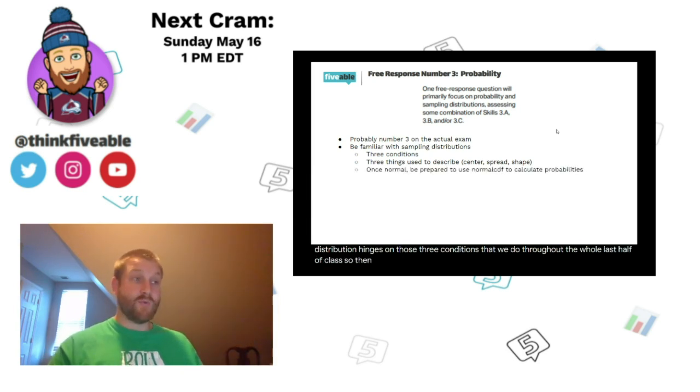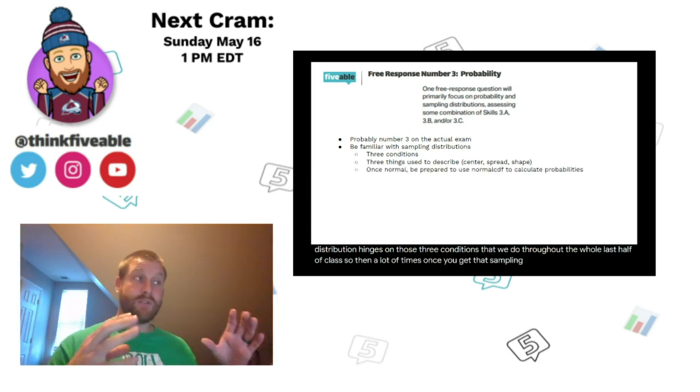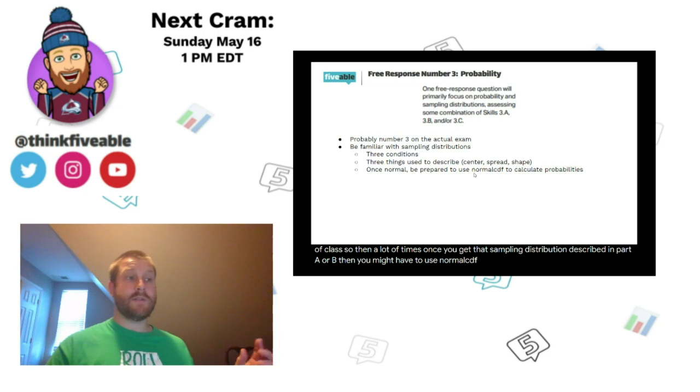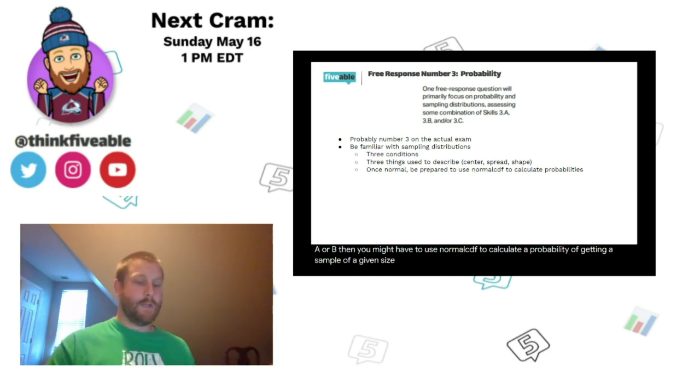So a lot of times, once you get that sampling distribution described in part A or B, then you might have to use normal CDF to calculate a probability of getting a sample of a given size. The only thing that's going to change for a normal CDF with a sampling distribution is that your standard deviation is going to be smaller.